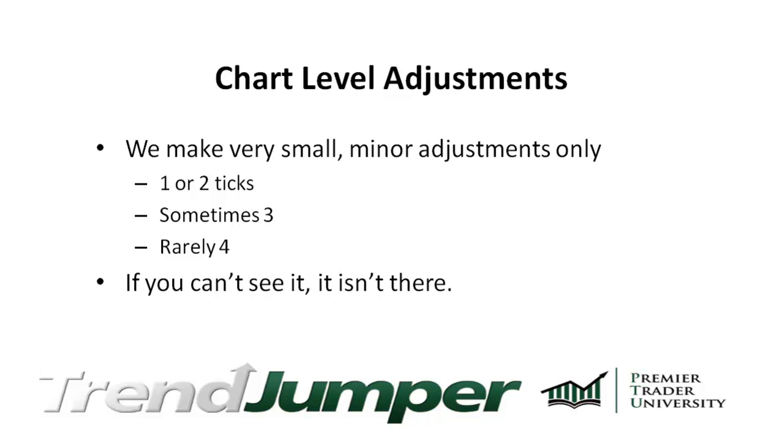Chart level adjustments are a whole different matter. The basic rules are we want to make very small, minor adjustments only. Typically 1 or 2 ticks, sometimes 3, rarely 4. If I'm going to make a 4-tick adjustment, it's usually around some other key level as well. If you can't see it, it isn't there.